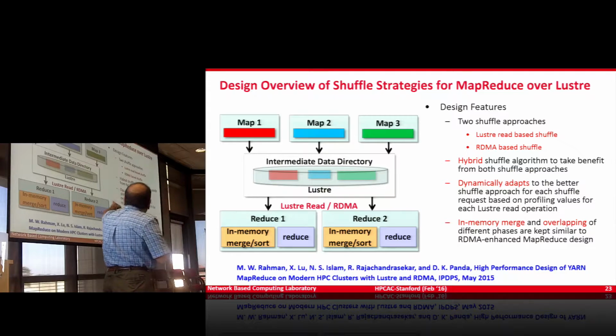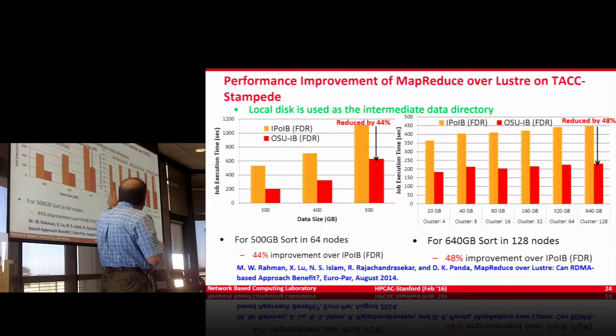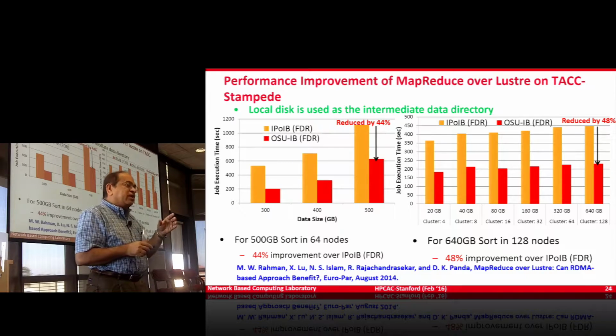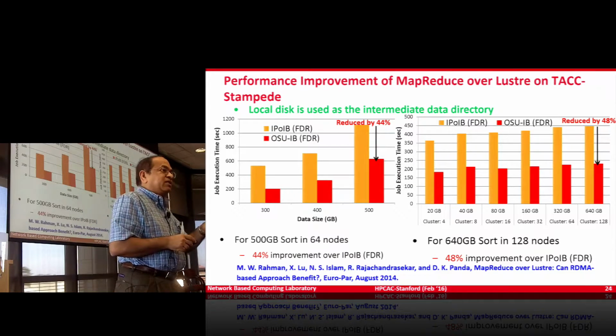And so here it shows, again, there are different designs. We presented this in last year's IPDPS. There are some Lustre read-based shuffle, RDMA-based shuffle. You can also have hybrid. And internally, we have some dynamic adaptation here. Let me show two sets of numbers. This is taken on TACC Stampede. And on TACC Stampede, if some of you know the architecture, each node also has a hard disk.